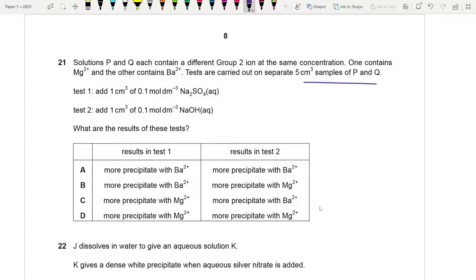Okay. So for sulfates in group 2, we know that solubility decreases down the group. So BaSO4, in test 1 there will be more precipitate with Ba. And for hydroxide, we know that barium hydroxide is soluble, but magnesium hydroxide is less soluble. So we are going to get a precipitate. 21 is B.